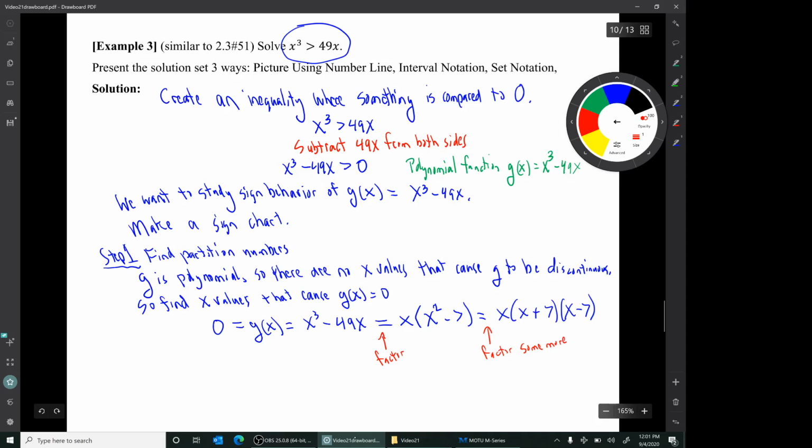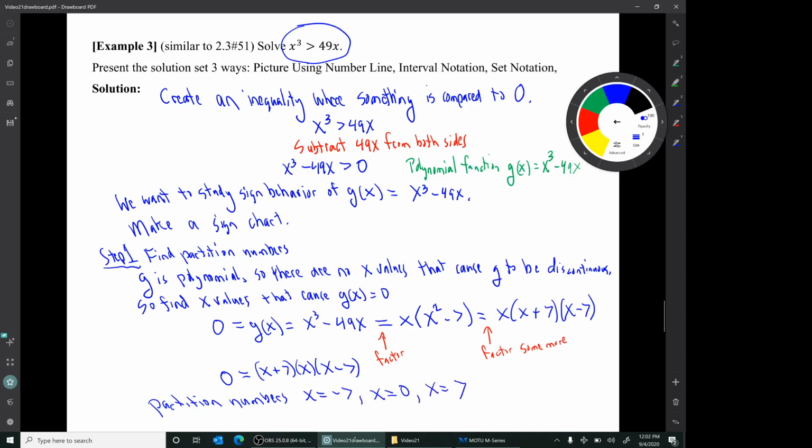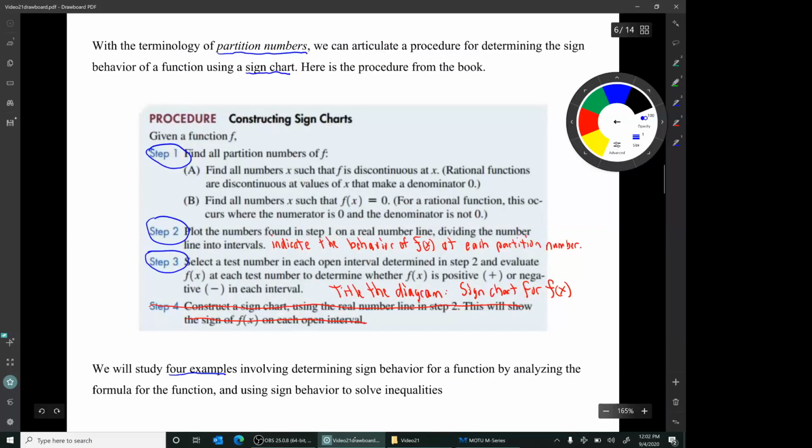But before I do that, I'm going to rewrite this in a different order. That factorization is more useful. Now the partition numbers that correspond to those factors are x equals -7, x equals 0, and x equals 7. All right, so we've done step 1 of the procedure for making a sign chart. Let's go back up and look at the procedure again. So we've done step 1, finding all partition numbers.